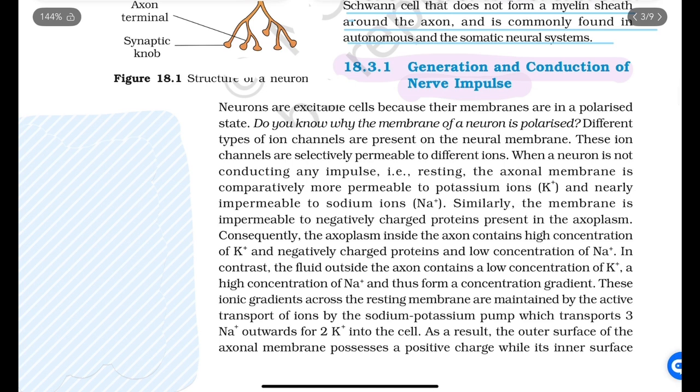Generation and conduction of nerve impulse. Neurons are excitable cells because their membranes are in a polarized state. Do you know why the membrane of a neuron is polarized? Different types of ion channels are present in the neural membrane.